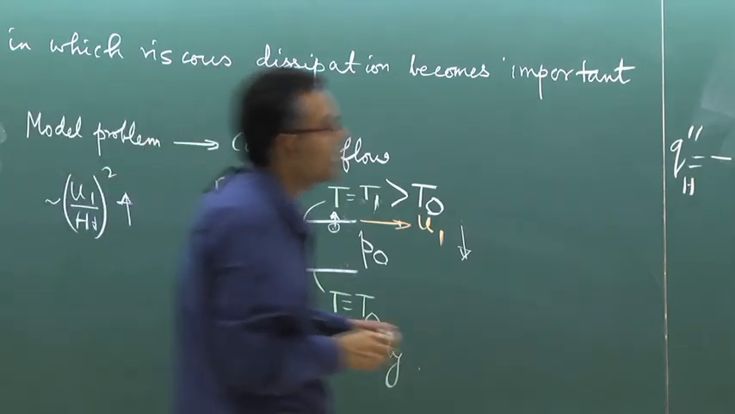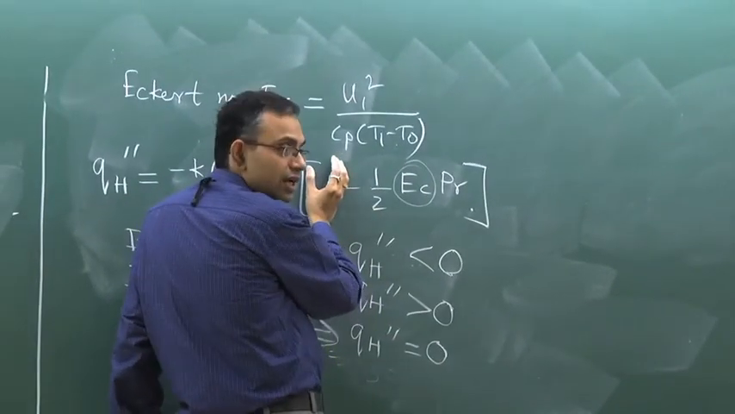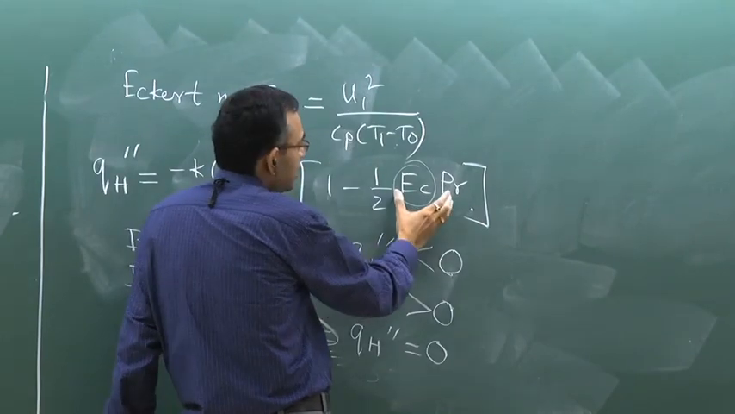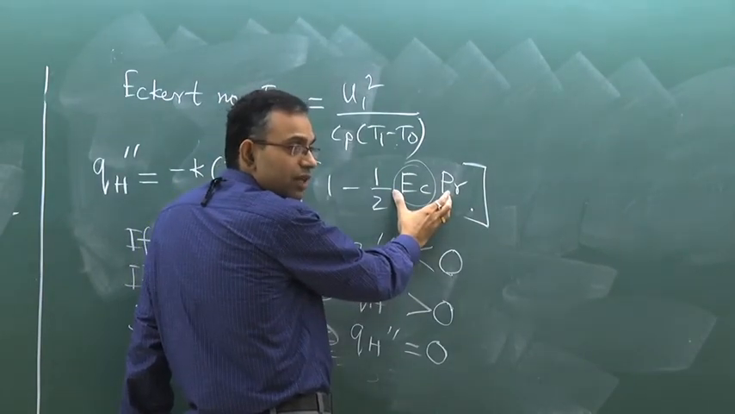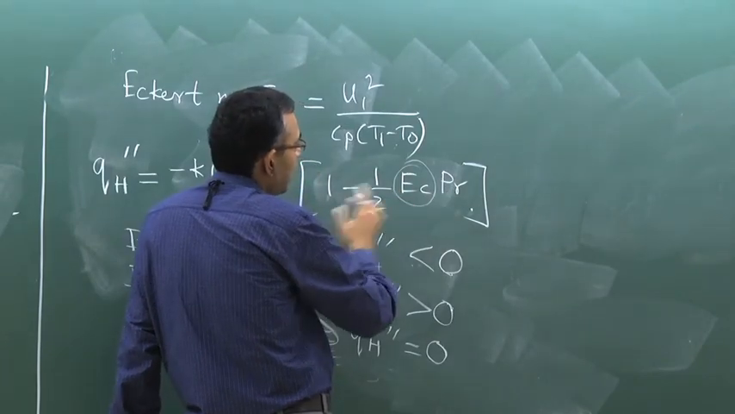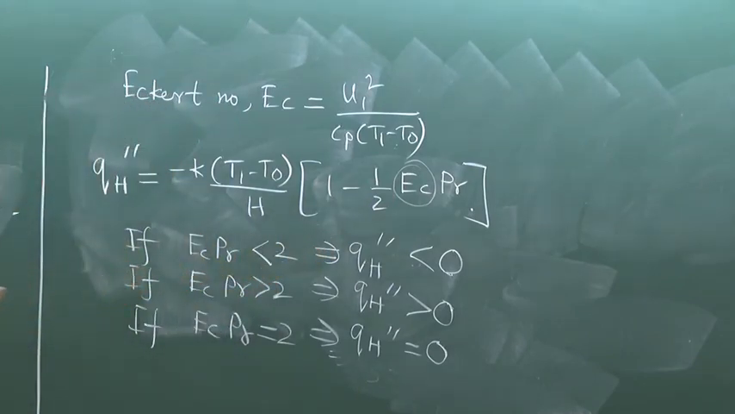So that you can also see mathematically. This is the heat transfer. This term is representative of the heat transfer due to conduction. This term is the representative of the heat transfer due to viscous dissipation. And you can see that when they are exactly nullifying each other, the net heat flux is zero. That is what is being physically conveyed.